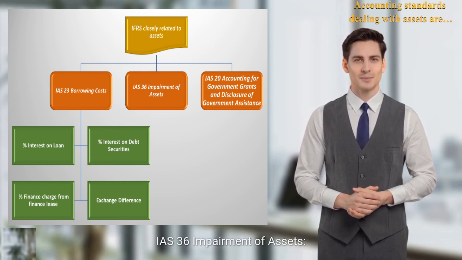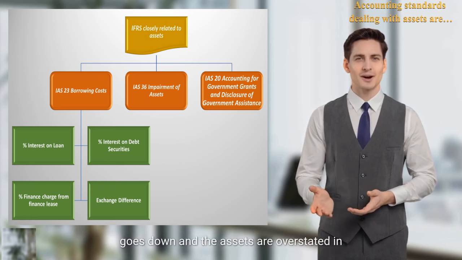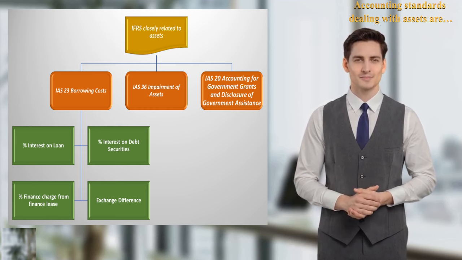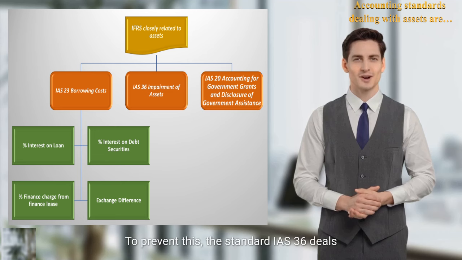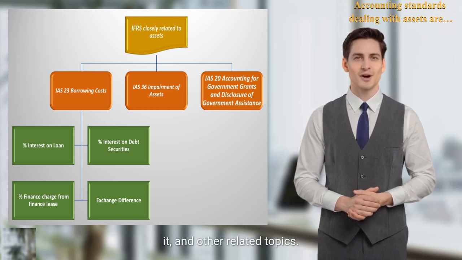IAS 36 Impairment of Assets. Sometimes, the value of non-current assets goes down and the assets are overstated in the financial statements. To prevent this, the standard IAS 36 deals with the impairment of assets, what it is, how to determine and calculate impairment loss, how to recognize it or reverse it, and other related topics.